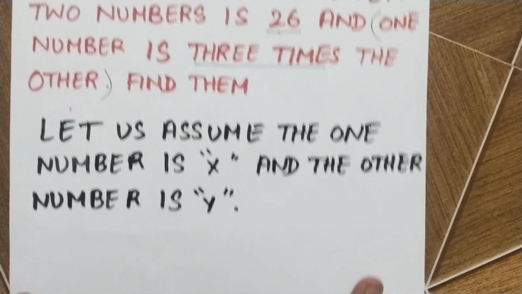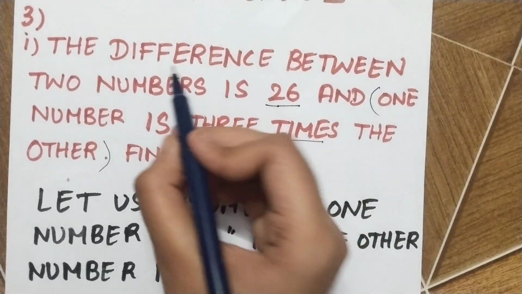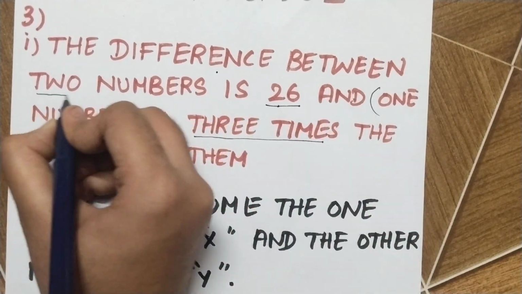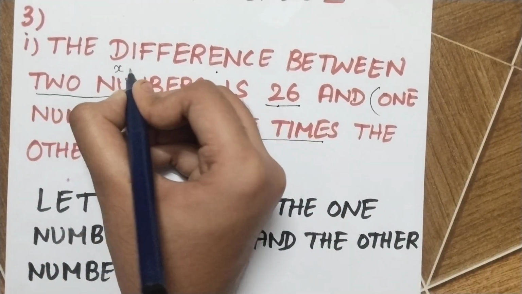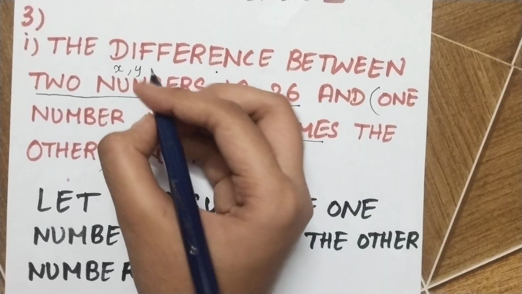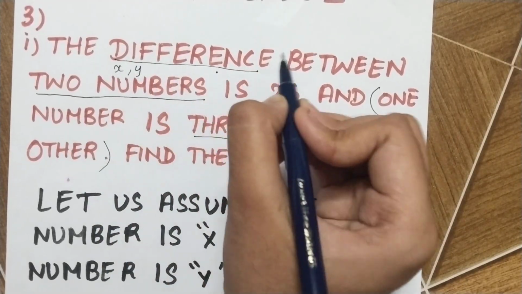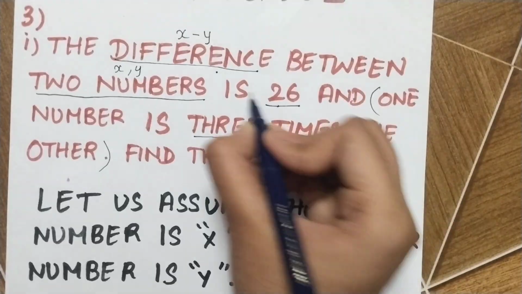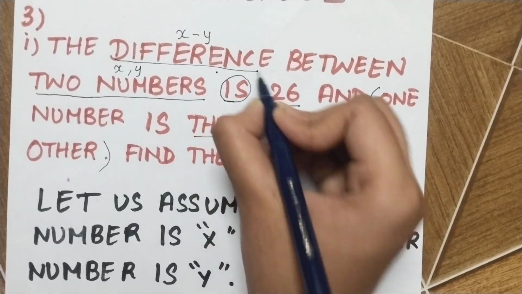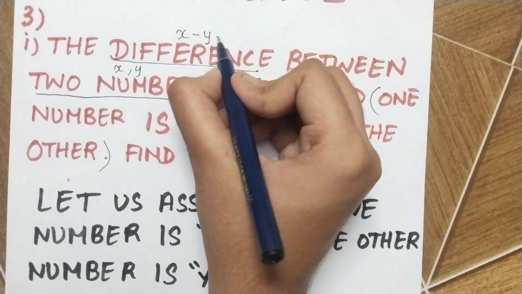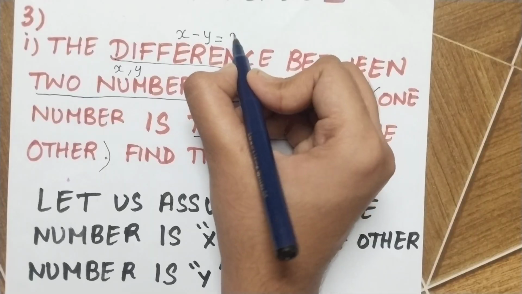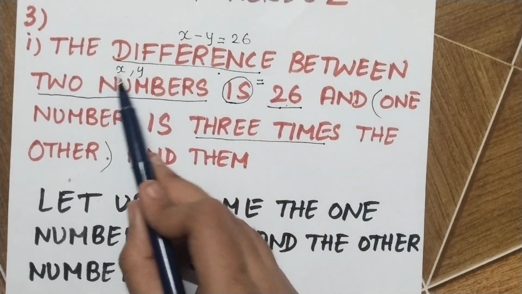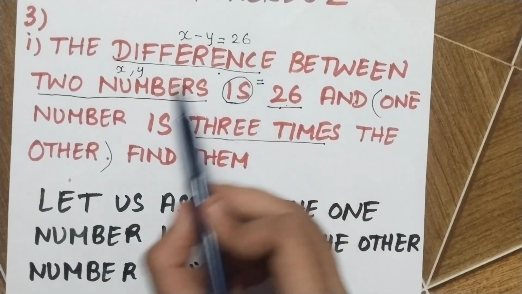Now we'll see the question. The difference is nothing but when we subtract the two numbers, which are x and y. So difference means subtraction. I can write x minus y, with "is" replaced by the equal symbol, is equal to 26. Am I clear? Both numbers are x and y, and if I subtract, I'll be getting 26.